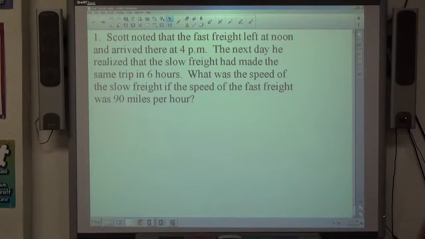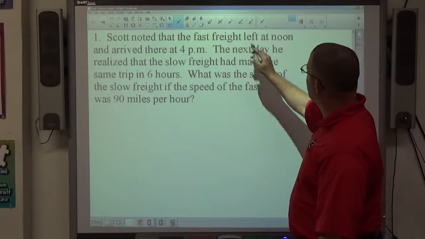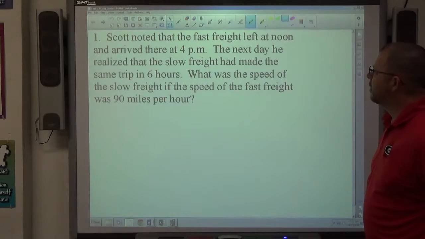We've got the Test 7 study guide here. First problem: Scott noted the fast freight left at noon and arrived there at 4 p.m. The next day he realized the slow freight had made the same trip in 6 hours.